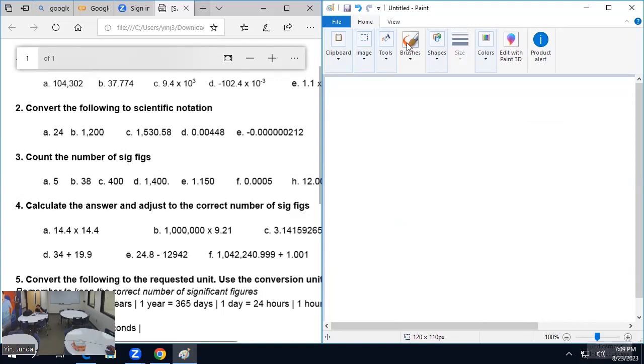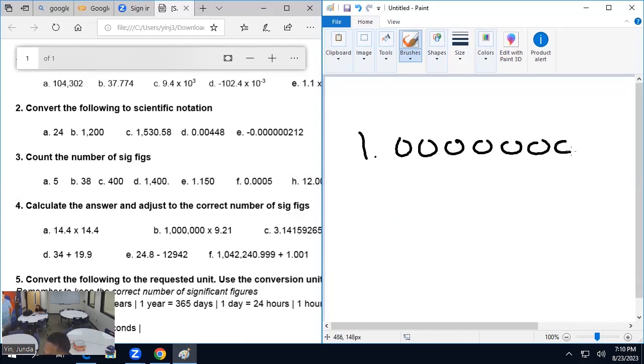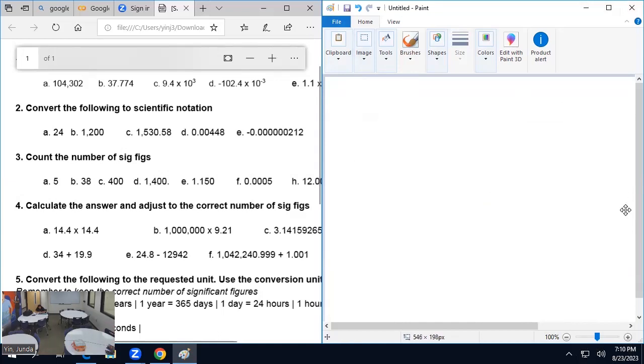Okay. Yeah, that's correct. Even if we have 1.000000000, all these are significant because I wrote all the zeros down after the decimal point. However, that doesn't apply in front of it. Let's see. Where are we?